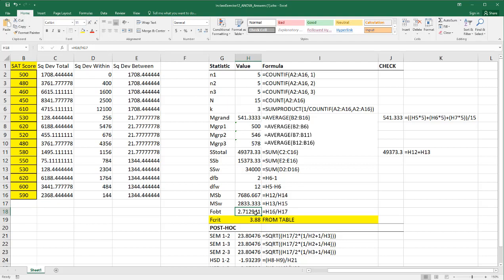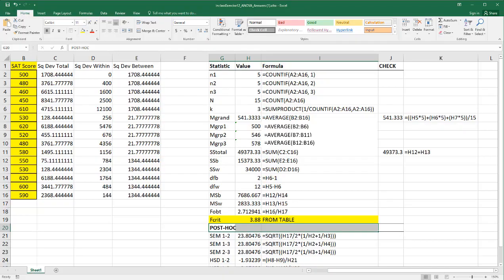Finally, for the F obtained, or the F ratio, we're going to have mean squares between divided by mean squares within, and we should see that that gives us 2.72 as the F obtained. Importantly, this F obtained is closer to 0. It is less extreme than the F critical, thus we would fail to reject the null. So at this point, if the omnibus test fails, we actually wouldn't even do the post-hoc test. However, for sake of practice, we will go ahead and do the post-hoc test this time.